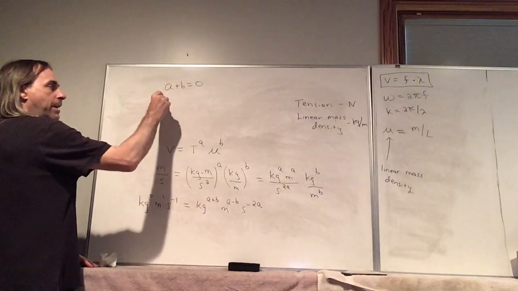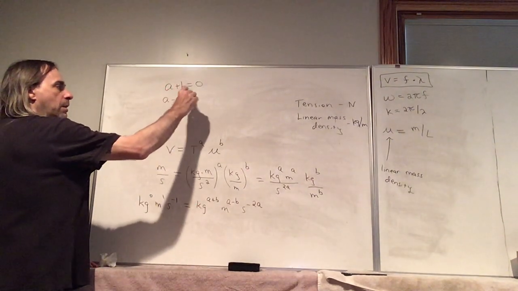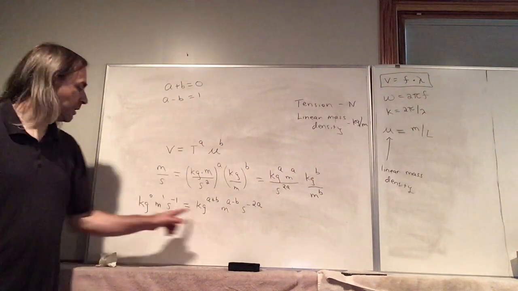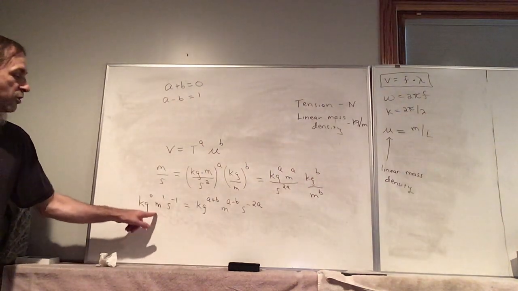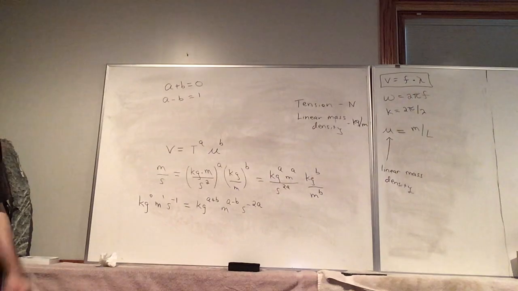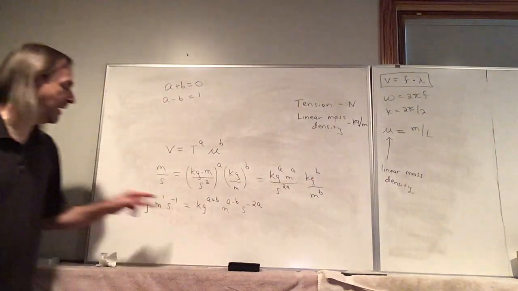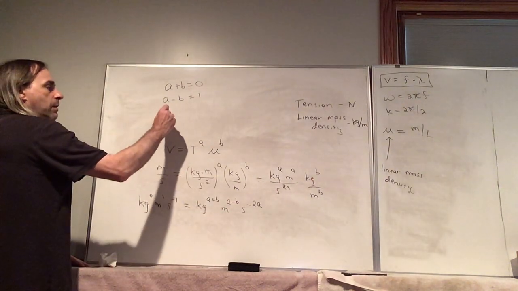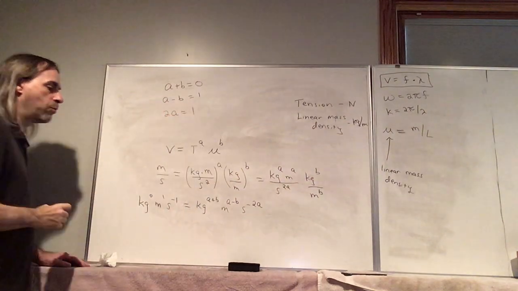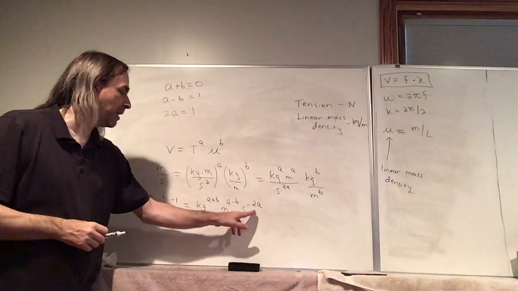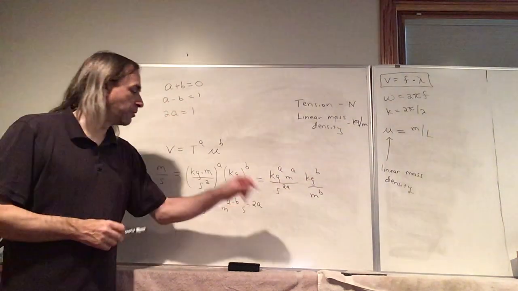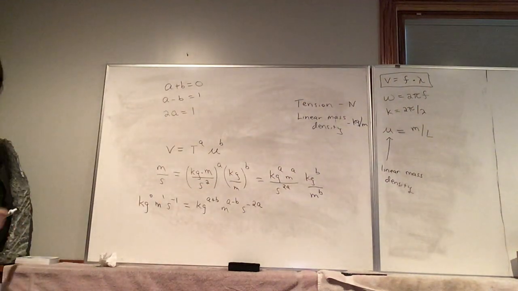Here, looking at meters, A minus B has to equal 1, because meters is raised to the first power. And from comparing these, we say that 2A has to equal 1, because here they're both negative. So -1 equals minus 2A, or 1 equals 2A.